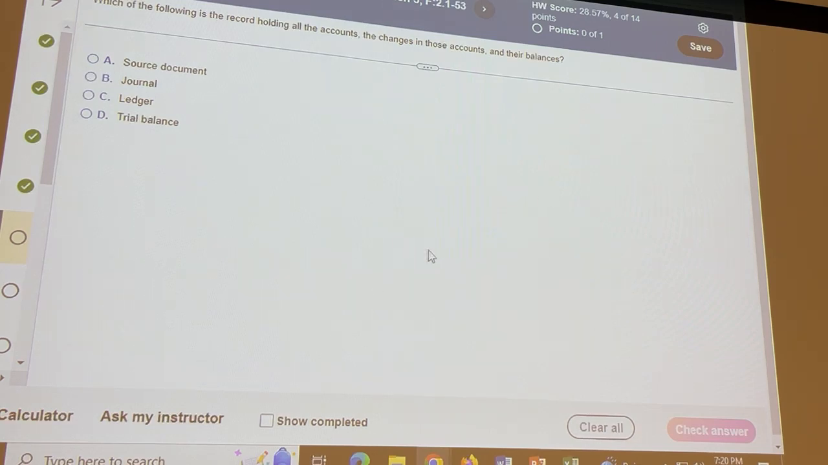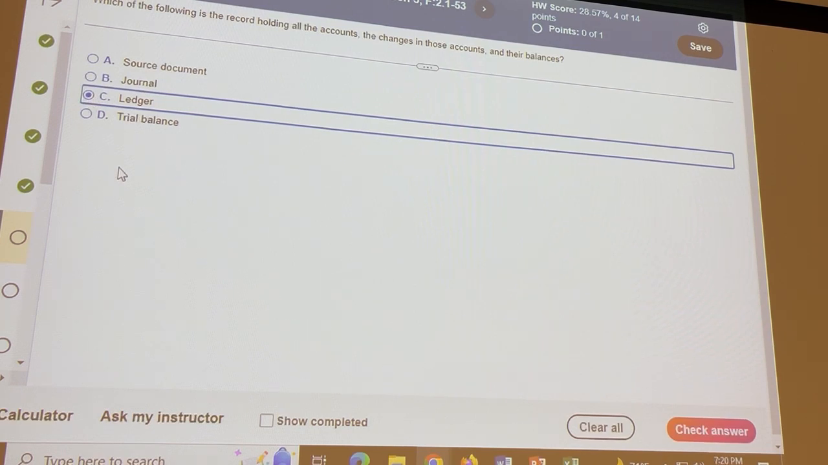Okay, which of the following is the record holding all of the accounts, the changes in those accounts, and their balances? Journal, you say? Ledger. Yeah, it's actually the ledger. The reason it's not the journal is that the journal doesn't show balances. It's just a running list in chronological order, but the ledger does show changes in accounts and their balances.